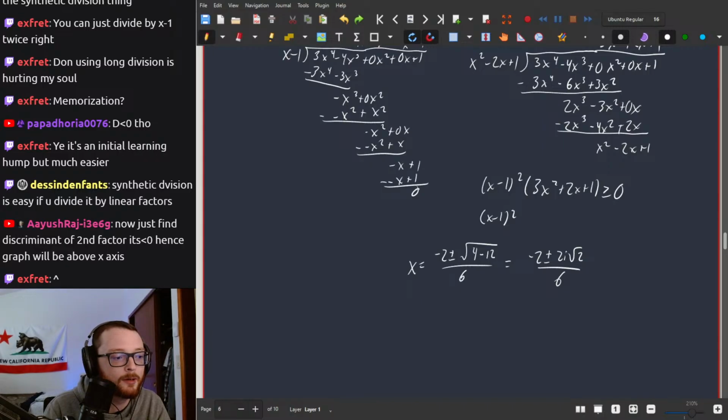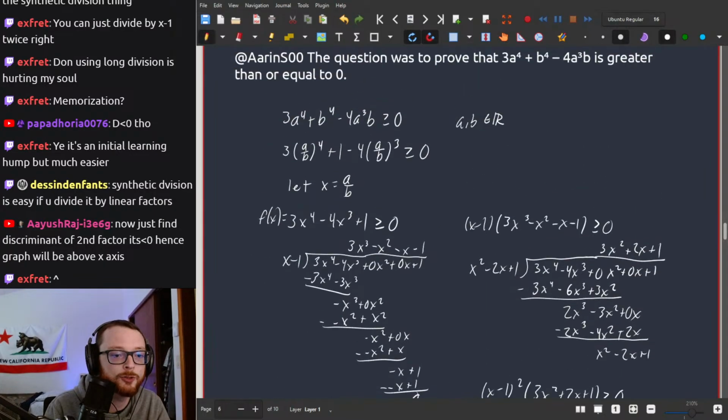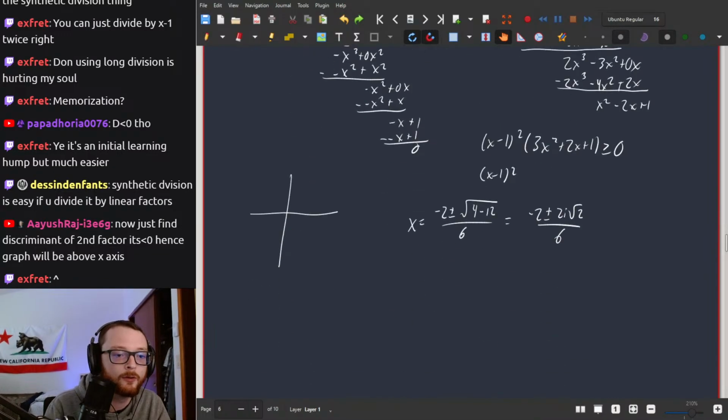So we have one real root with multiplicity 2, which means that, importantly, the leading coefficient is positive and the degree is even. So off on the sides, we know it goes up to positive infinity. The only real root is x equals 1, and it's a double root, which means it has to bounce off that root. So it's going to look like a steeper version of a parabola, I guess.